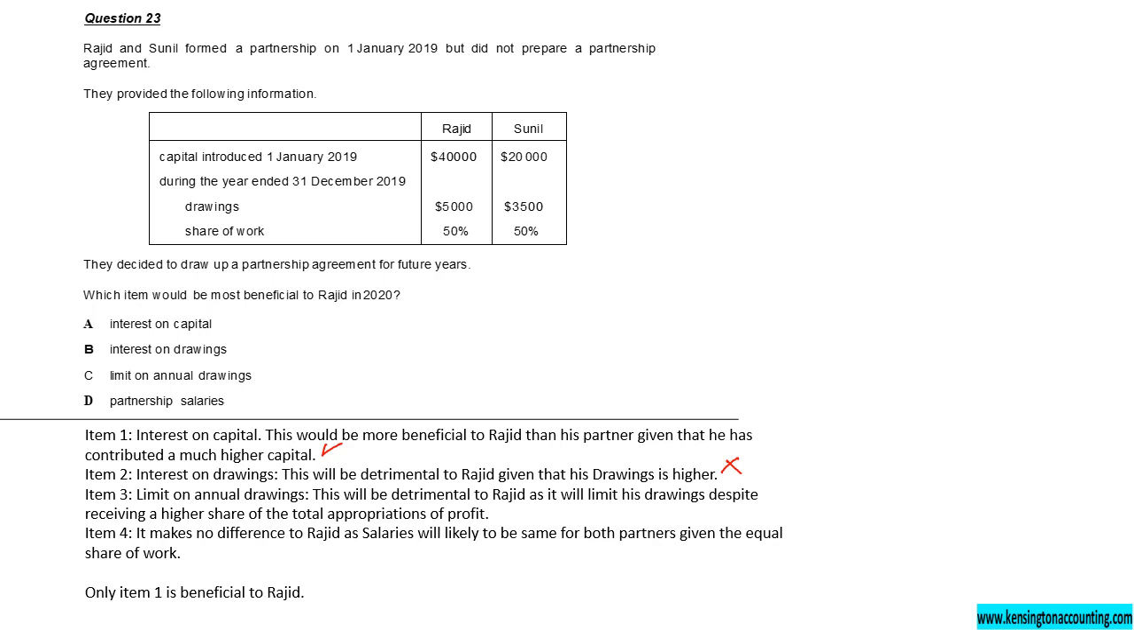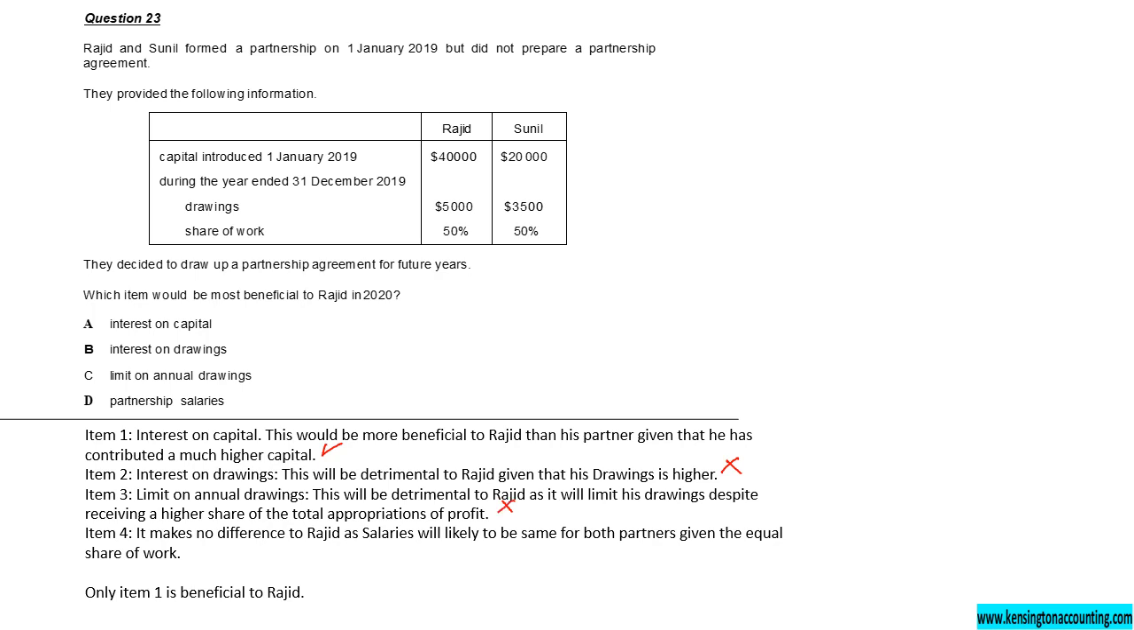Item 3, putting a limit on annual drawings. Because Rajit has a higher capital, he will get a higher interest on capital. Putting a limit on drawings can limit the amount of drawings he can take from the business. Also, he might be getting a higher share of the profits. Therefore, a limit would not be beneficial to Rajit. Therefore, we put a cross here.